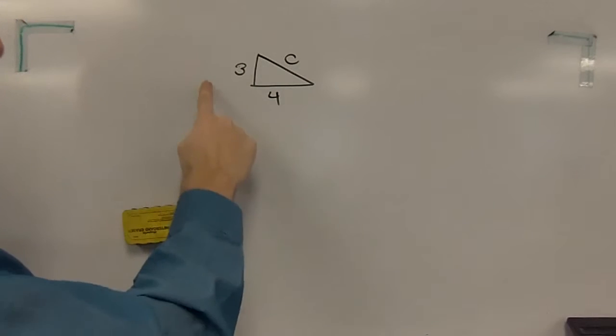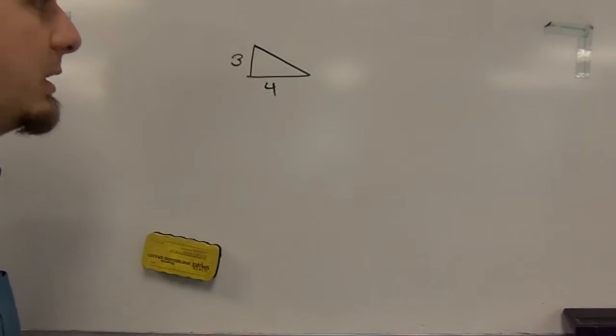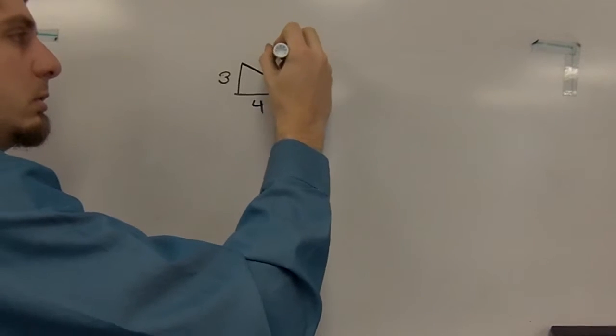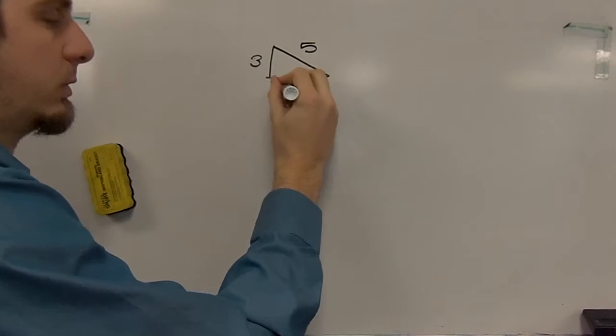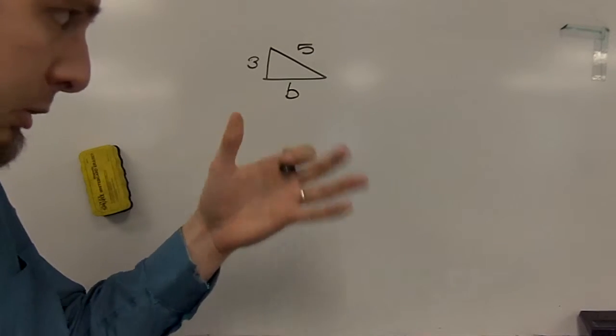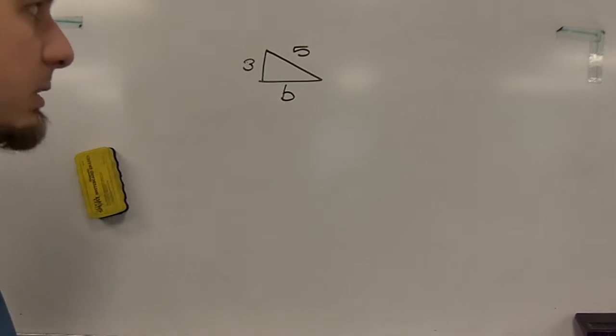So I'm going to use the same example, the 3, 4, 5 right triangle. But now I'm going to give you the hypotenuse, and I'm going to take away one of the legs. Okay? And so it doesn't matter which piece of the triangle is missing, you can still find the missing piece.